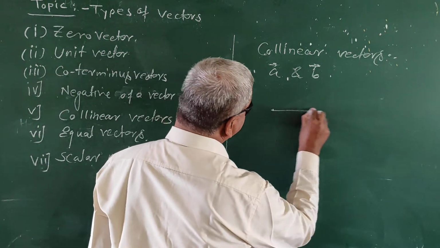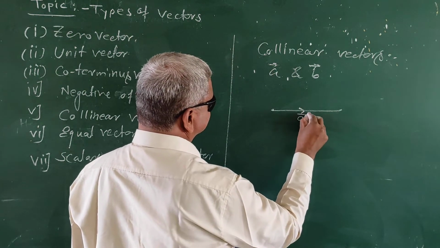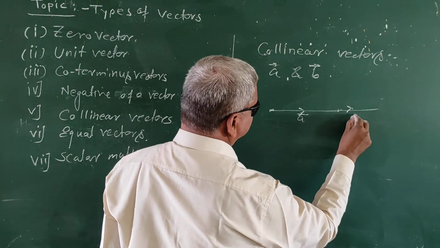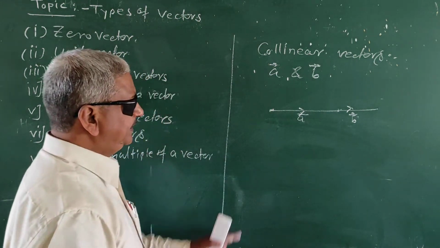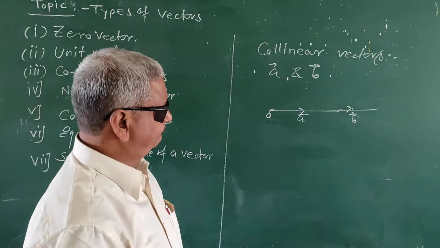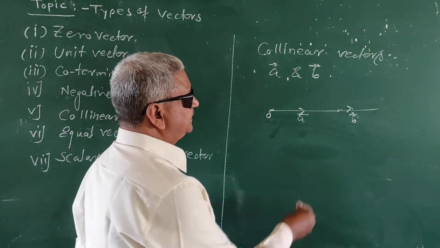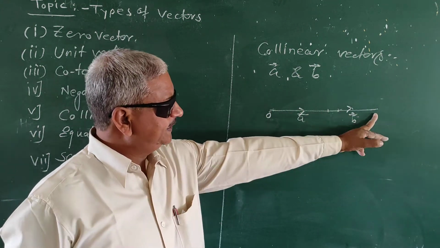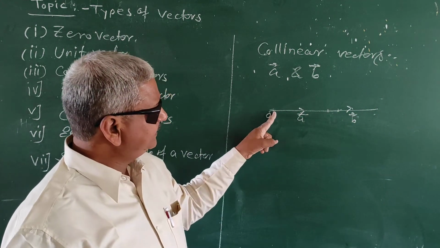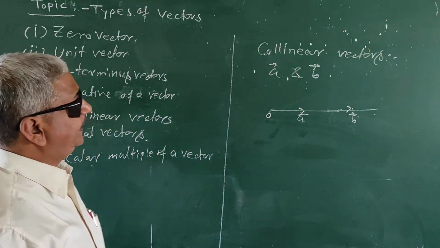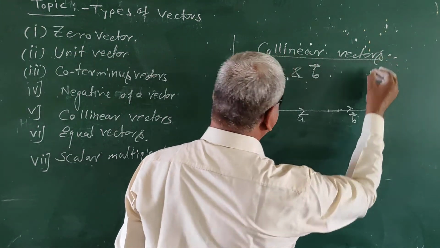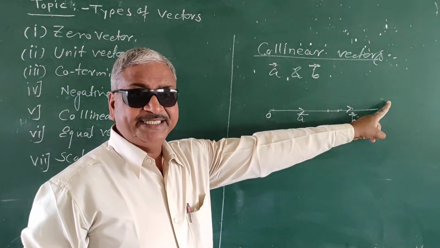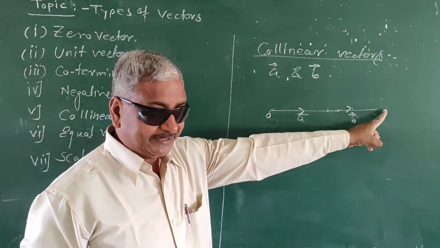Suppose this is the vector a bar and suppose this is the vector b bar, meaning its terminal is the same. This is a bar up to this, and this is O to B bar, in this direction. So how can you define these collinear vectors? Vectors a bar and b bar, if they are along the same line, are called the collinear vectors.